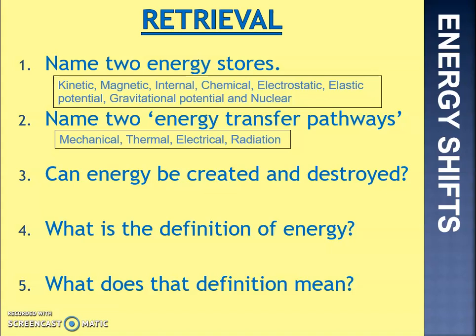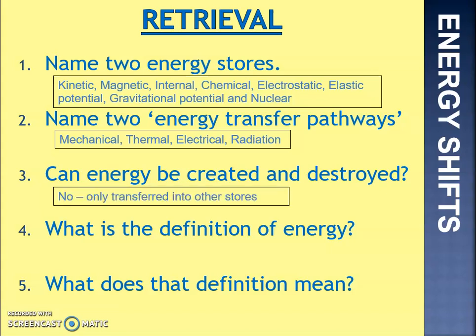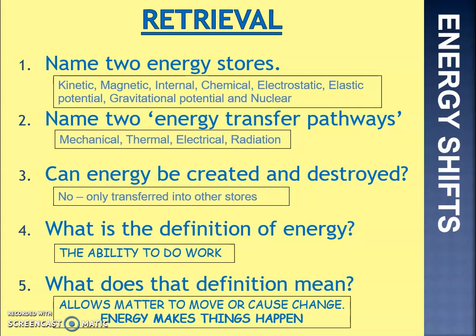Question 3, can energy be created and destroyed? Only answer to that one is no. It can only be transferred from one store into another. Question 4, what's the definition of energy? Energy is the ability to do work. So what does that definition mean? Well, simply that definition means it allows matter to move or it causes change. Basically, energy makes things happen.